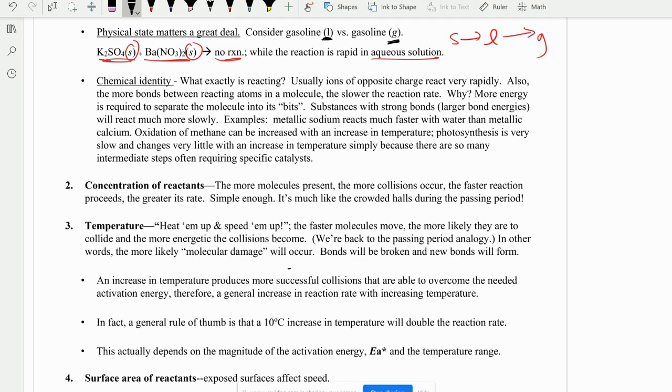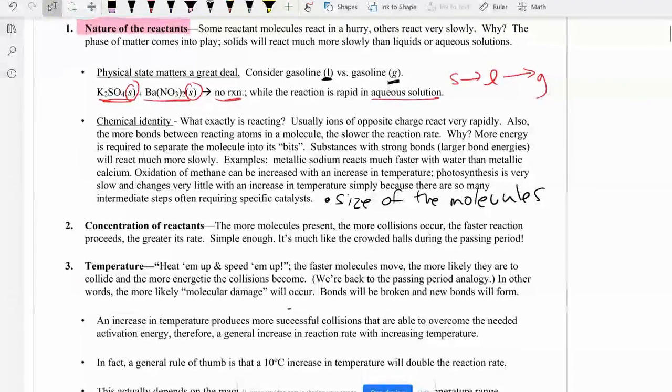Also, substances that have stronger bonds, we also say larger bond energies, are going to react much more slowly. An example would be metallic sodium, which would react much faster in water than metallic calcium. Now, generally speaking, chemical identity, you can almost think of it as the size of the molecule. Generally speaking, the larger the molecule, the longer it's going to take for it to break down and react. So chemical identity and states of matter are two concepts that we would put under the category of nature of reactants.